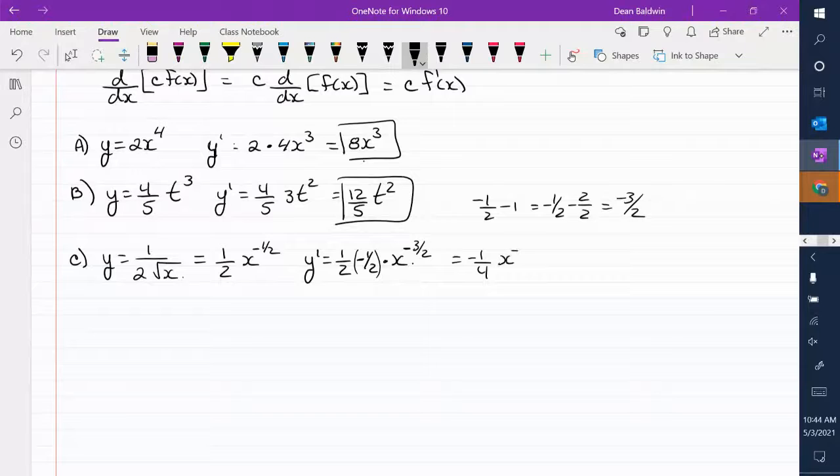You could just leave it like this. That's a perfectly acceptable answer. Or if you really wanted to, you could write it like this. Same thing. I don't really care what you do. Either one of those is fine. The second one, when you're subbing stuff in, might be a little easier to deal with. All right, but they're both acceptable answers.